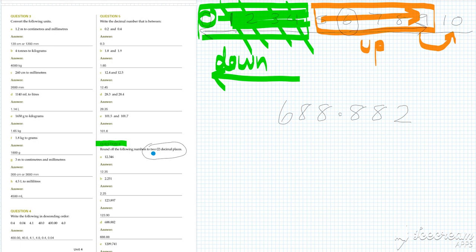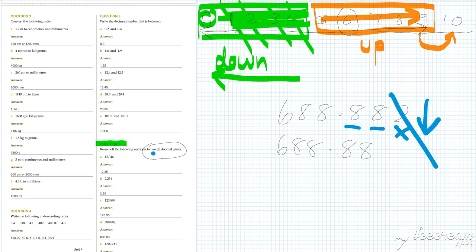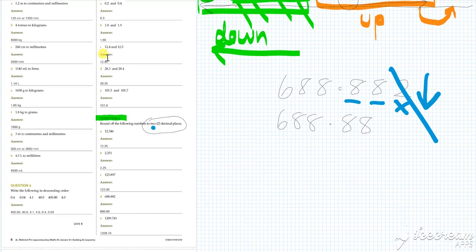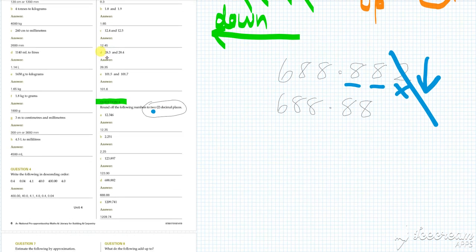Okay, for part D, we have 688.882. So again, we want to go 2 decimal places, get rid of the 3rd. A 2 is going to round down, so we're going to cross it off. There is nothing to carry, so 688.88 is our answer.